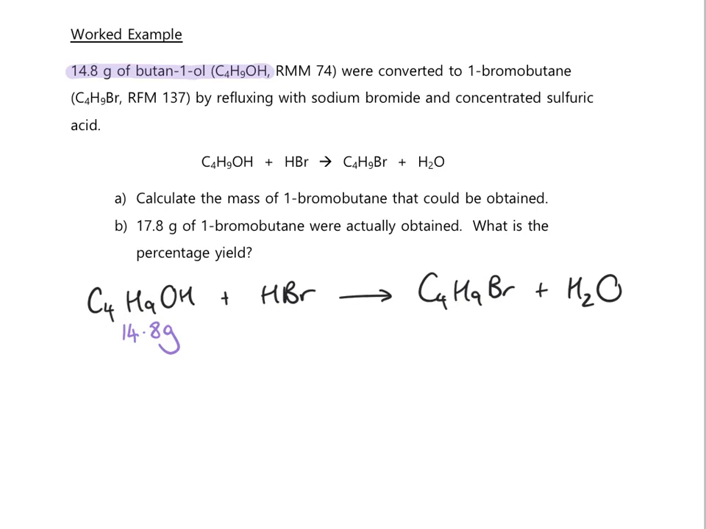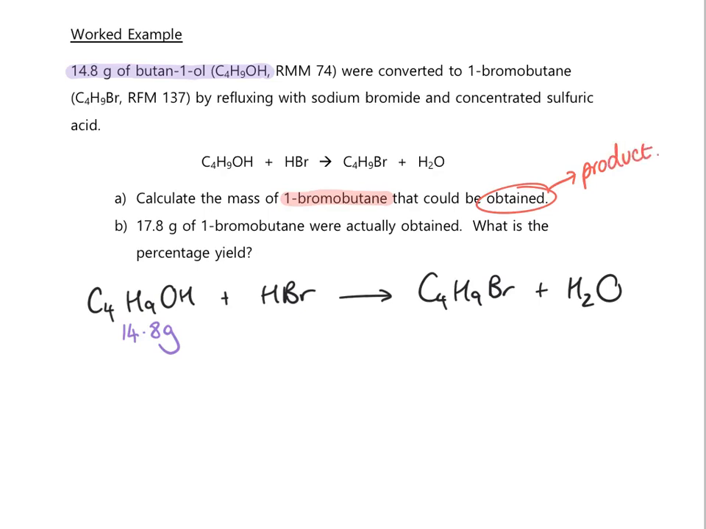And so it is just my reacting mass calculations. I only need to work out the number of moles of one of the reactants because that's all I've been given. What am I trying to work out? Well, the question asks me to calculate the mass of 1-bromobutane that could be obtained. So it's a product, because it says the mass of 1-bromobutane that could be obtained. So if you want to write that, that's a product.